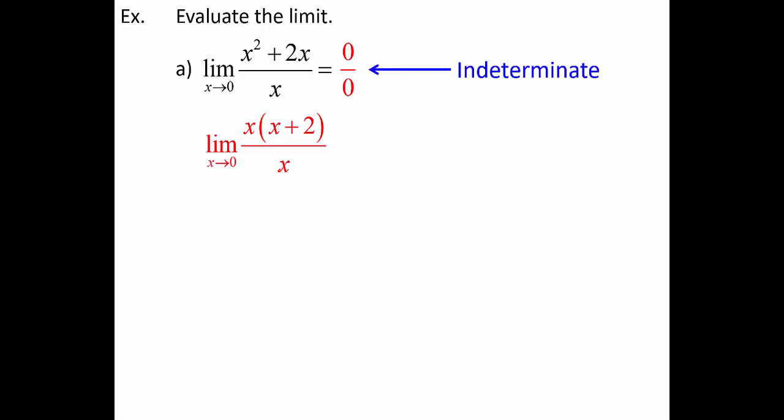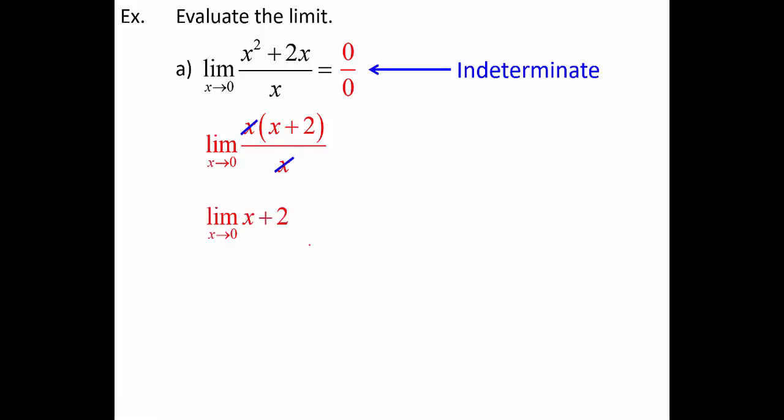I have not applied the limit in this version of the problem, so that means the limit should still be there. Versus up here, 0 over 0, I did apply the limit, so I didn't write limit as x approaches 0 of 0 over 0. That wouldn't make any sense. Once I plug in 0, stop writing the limit. But I did write a limit in front of the x parentheses x plus 2 over x because I did not replace x with 0. Keep going, I can cross out the x's, I'm left with x plus 2.